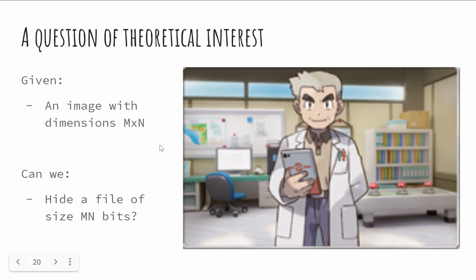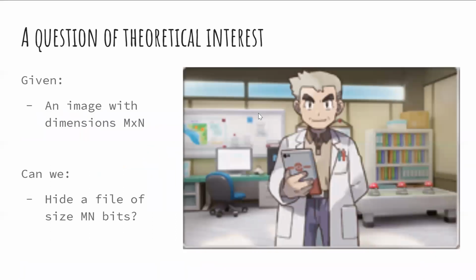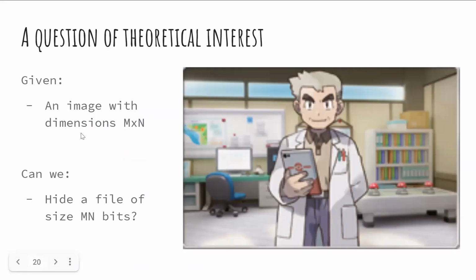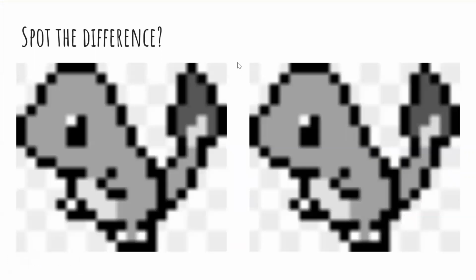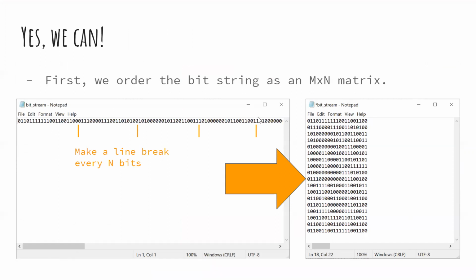So how exactly does this work? Let's say we have the binary, the bit string, like this. The first step we need to do is to notice that it is a very nice coincidence that the image is m by n pixels and the file is mn bits. This picture, I think, is 21 by 18. So that's the dimension.